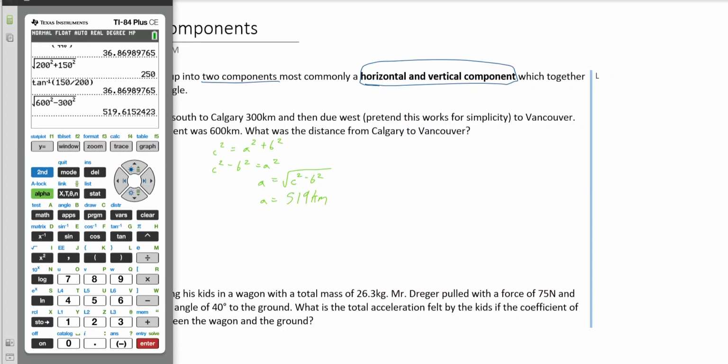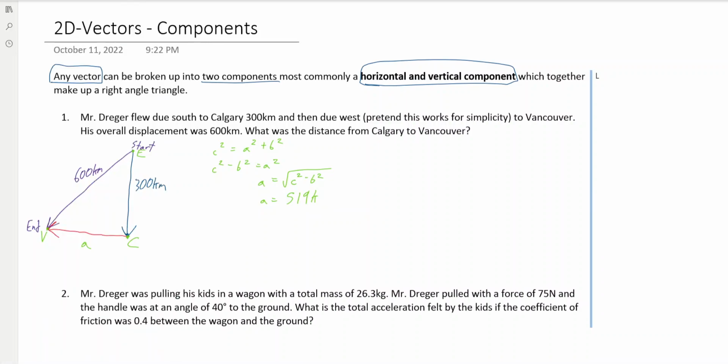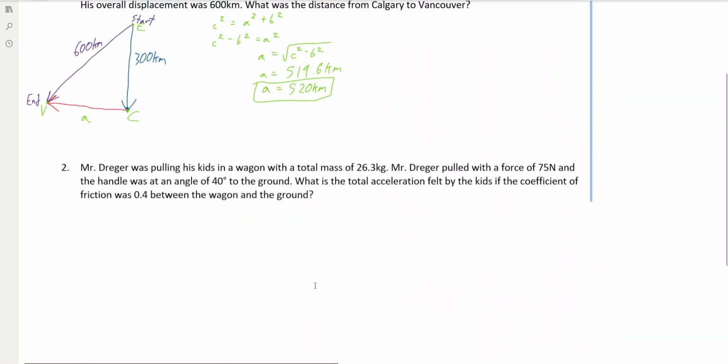Make sure that you're following sig-dig rules. So actually, hold on, I did not do that. So 519.6, and then you should round it to 520 kilometers. All right, wonderful. That's a pretty simple example. Let's continue on to a more complicated one.